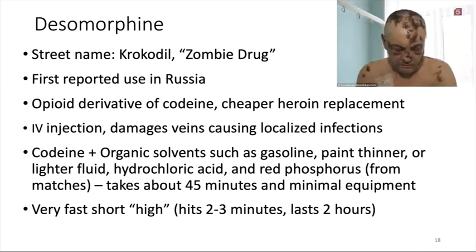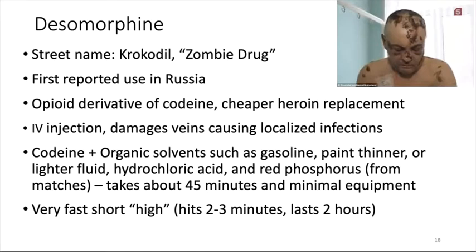One is desomorphine. Desomorphine is also known as crocodile. It can be referred to as a zombie drug. Its first reported use is in Russia, and it's most common in Russia and Eastern Europe. It is a derivative of codeine. It is a cheaper heroin replacement. It is usually given through IV injection.